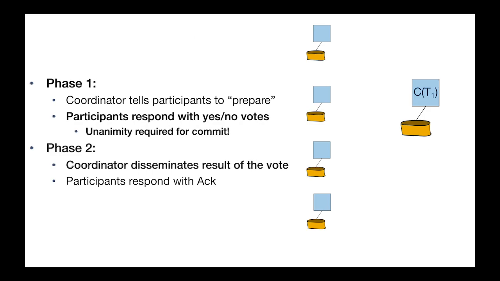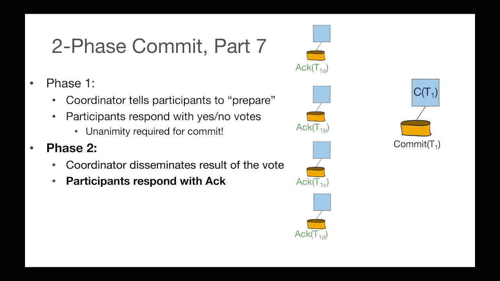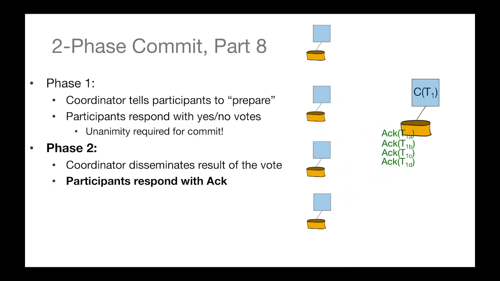The coordinator is going to disseminate the result of the vote. In our example, the result was commit because everyone voted yes. So it disseminates that to all of the participants. And when the participants get that commit message, they have to let the coordinator know that they got it. So they'll send an acknowledgement back to the coordinator. And when the coordinator receives all of the acknowledgements from all of the participants, it knows the transaction is complete.